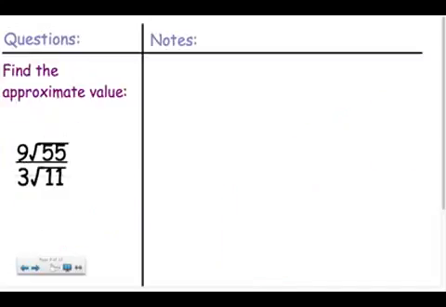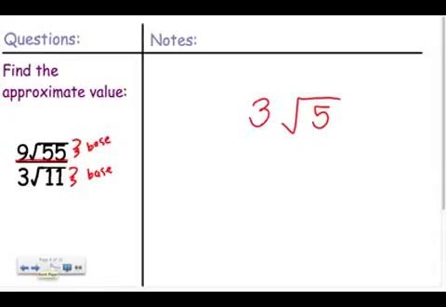2 more. Alright, so we have 9 square root 55 divided by 3 square root 11. Now this time our bases, the square root of 55 and the square root of 11, are not the same. So that means I have to do the operation in the problem, which is division. So 55 divided by 11 is 5. And then I have to do the same operation with the 9 and 3. 9 divided by 3 is 3.